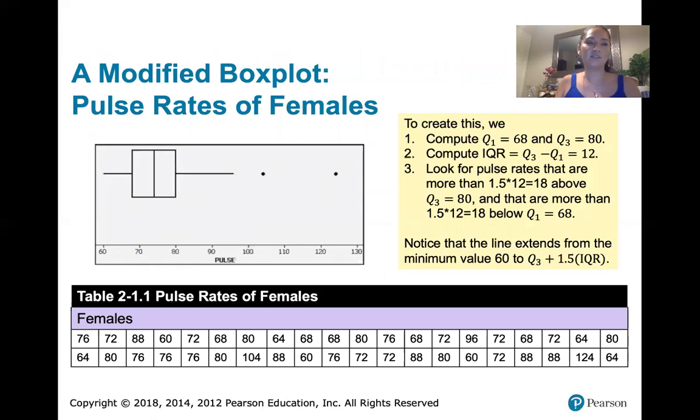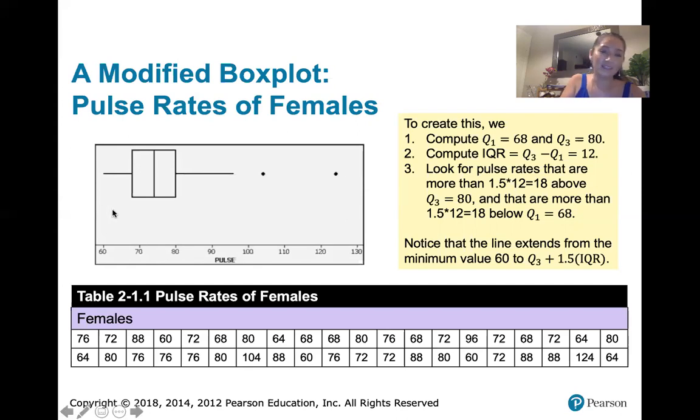So here is a modified box plot for the pulse rates of females, and it's using this table 2.1.1 from an older edition of our textbook with all of those pulse rates. Now, this is the box plot for the pulse rates of females, but notice that it's modified. We've got two outliers. It looks like two are above 100. One is just a little bit above 100 and the other one's above 120. If we look at our data set, you've got one pulse rate of 104, so that's that one, and one pulse rate of 124, so that's that one. So you have two very extreme values.